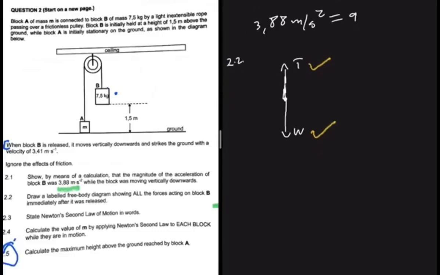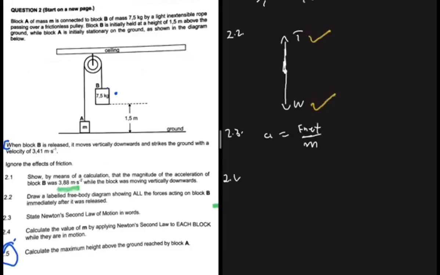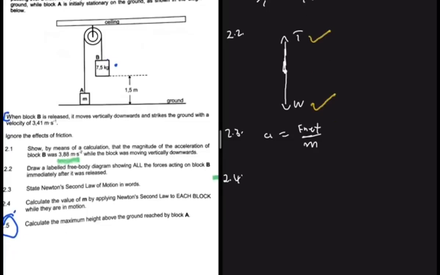And then 2.3, this is the one I want you guys to do. State Newton's second law of motion in words, right? We know that the acceleration is directly proportional to the F net, and so on and so on. Let's just do 2.4, right? Before doing 2.5. So 2.4 is quite an interesting one also. It's saying let's calculate the value of M by applying Newton's second law to each block while they are in motion. People are getting this question wrong so often. They usually just say calculate the value of M, and you have to figure it out yourself that you have to use Newton's second law on both blocks.